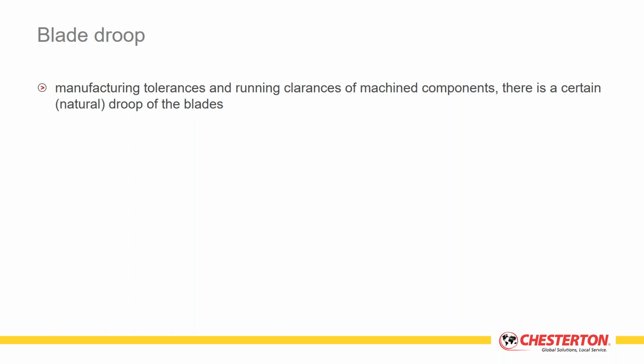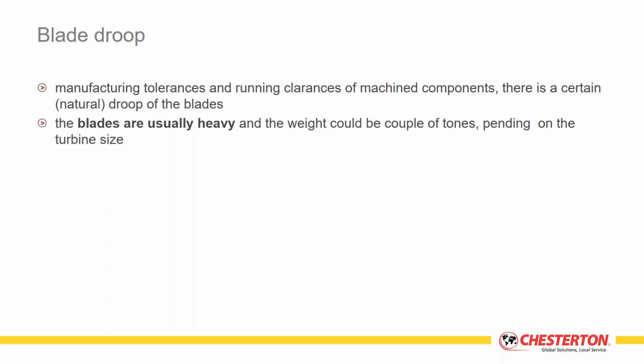The second technical aspect is the blade droop itself. The blade droop is the eccentricity of the blade shaft compared to the bearings. Why do we have blade droop? Number one, there are manufacturing tolerances and running clearances of the machine components, including the bearings, the bushings, and the trunnions. So this is an obvious droop of the blade itself.